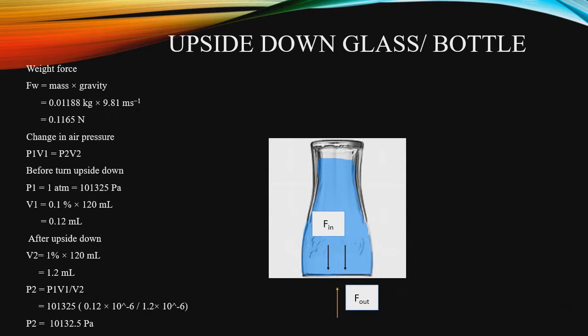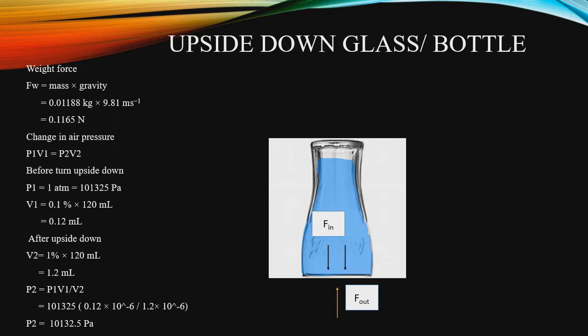We look at the free body diagram. We can see there are two arrows down and one arrow up. The first arrow down is the force from the pressure of the water in the glass, the second arrow is the force from the weight of the water, and the arrow going up is the force of pressure from the outside.